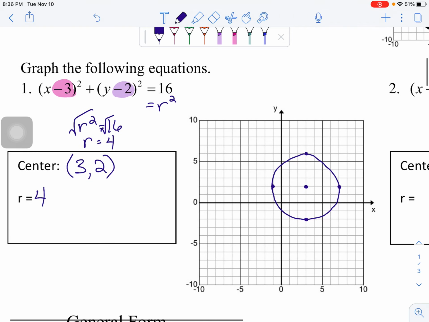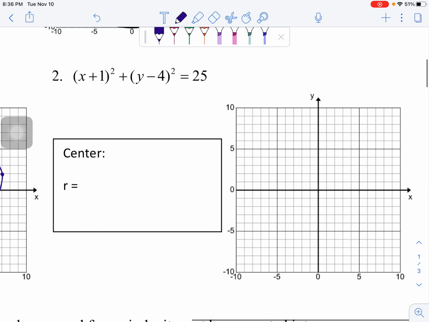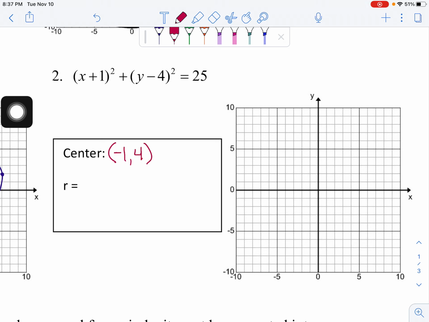I'm going to slide over to number 2 here. Conveniently, our circle is again written in standard form, which I like. Let's pull the center. I'm going to take whatever is attached to x and change its sign, so this is going to be -1. What's attached to y, change its sign, +4. And my radius here, this is r², so r itself, or my radius, would just be 5.